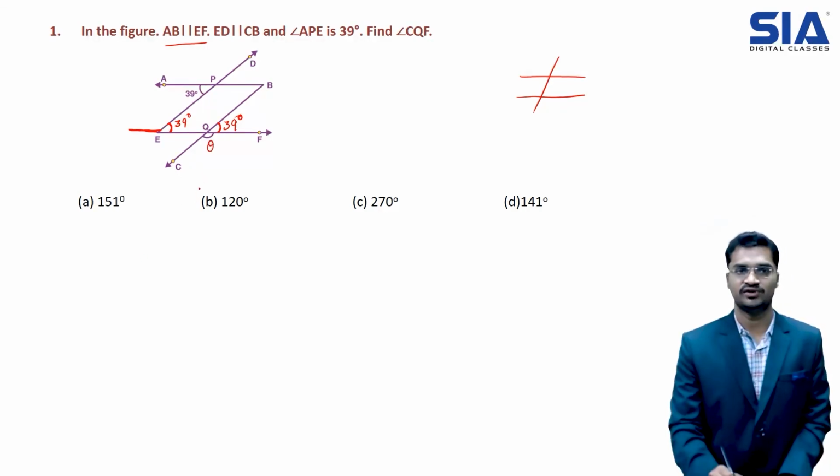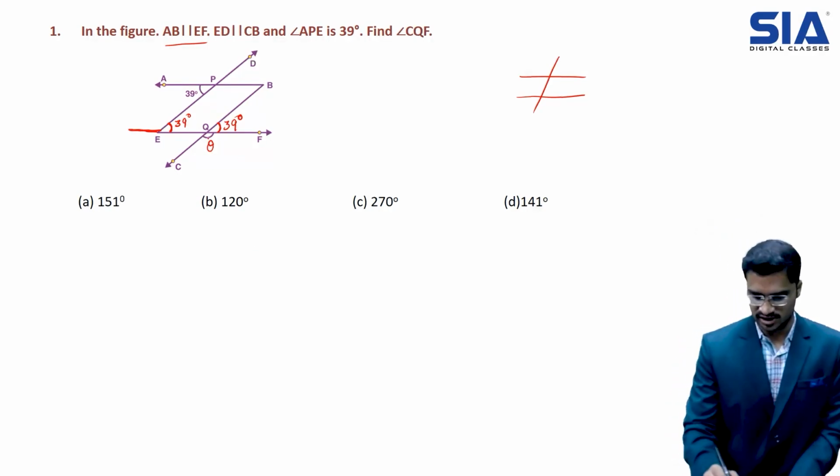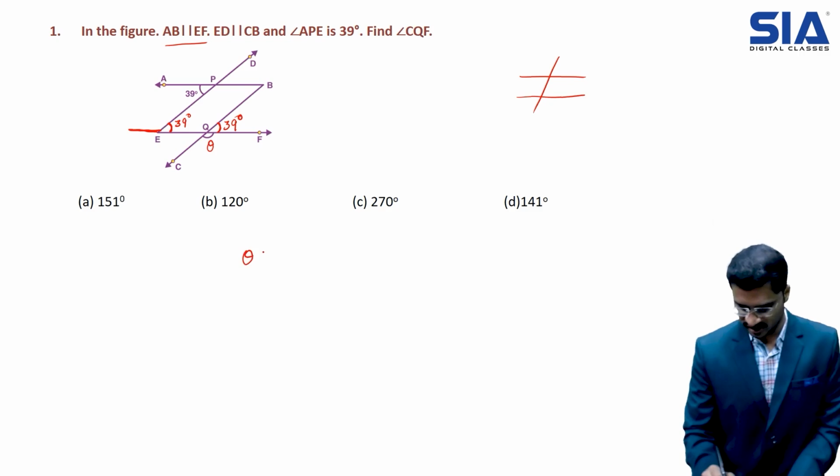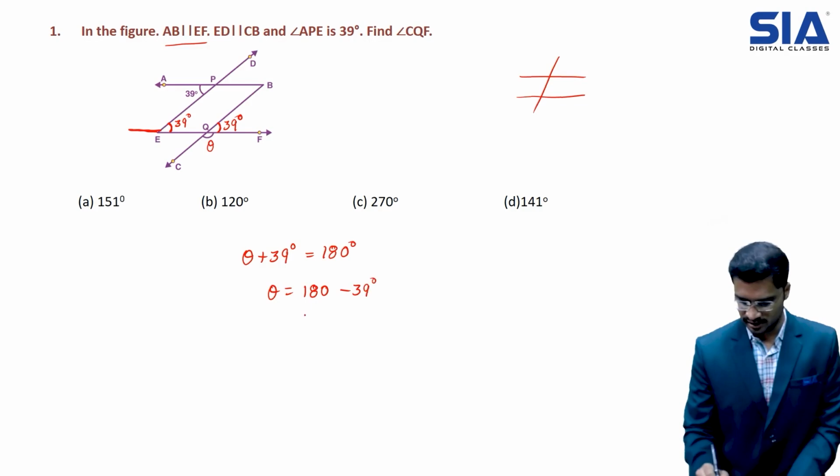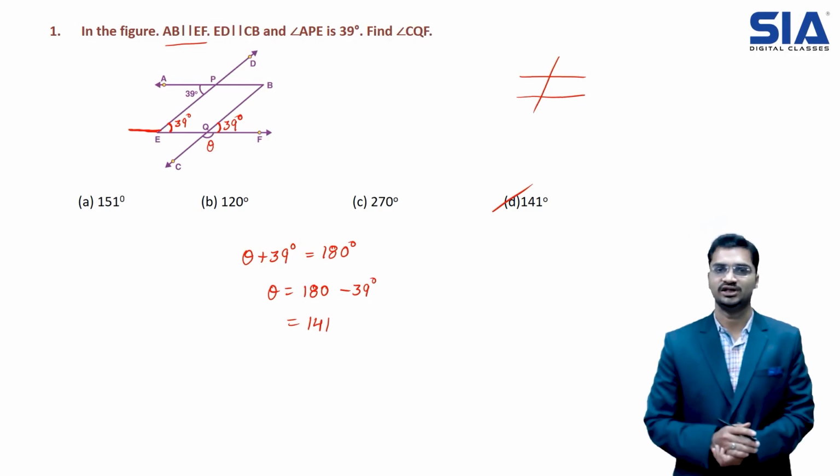We have to find the value of theta. We know that theta plus 39 degrees is equal to 180 because CB is a straight line. Then theta is 180 degrees minus 39 degrees. So 180 minus 39 is 141. So our answer is 141 degrees, which is option D.